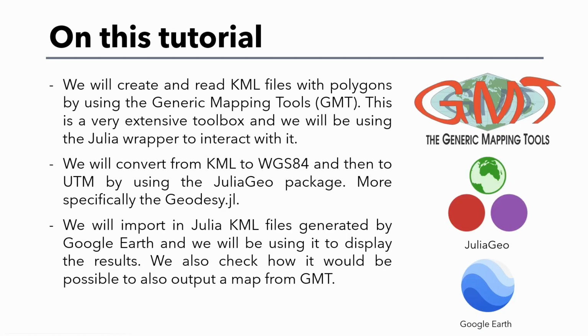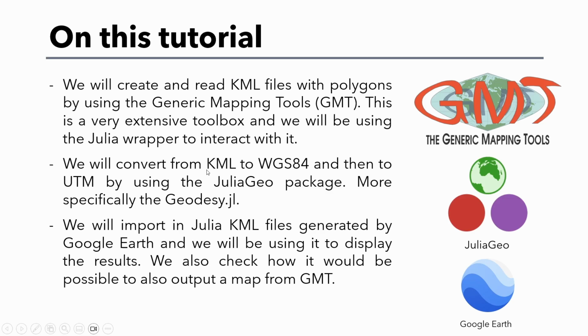So in this tutorial, we'll create and read KML files with polygons, but also points. The first package is going to be GMT, Generic Mapping Tools. It's a mature package. It has tons of options. It's called a Swiss knife in terms of mapping tools. It's very extensive. And what we are going to use is a Julia wrapper, so a way to map the original functions to something that can be called from Julia. And we're going to use this to interact with the toolbox.